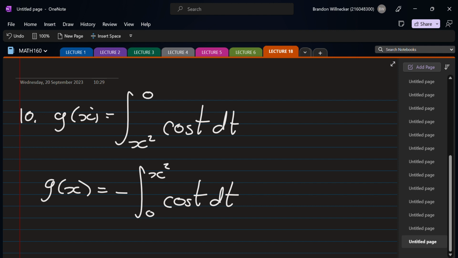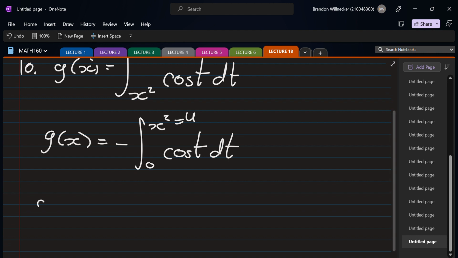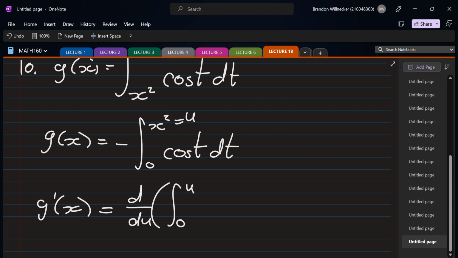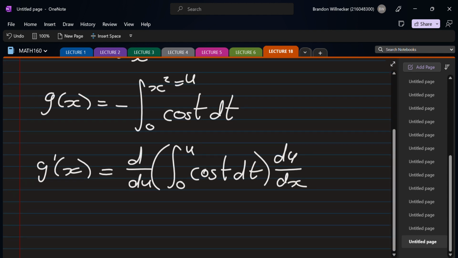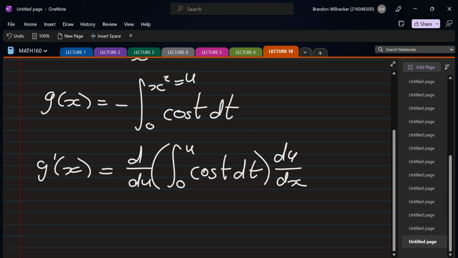Now, since it's x squared and not just x by itself, we need to do a u substitution. So we're going to have u in place of x squared. So g prime of x, that will be d by du of the integral from 0 to u of cos of t dt, times du by dx. So if you want to write it out fully, that's how you would do it. Like we did on Monday.